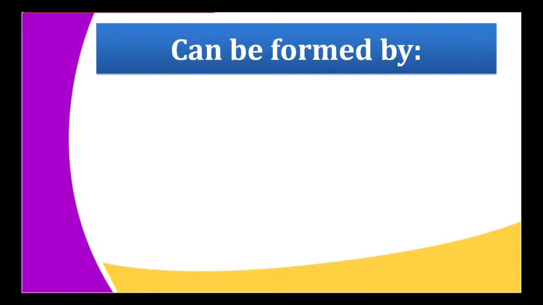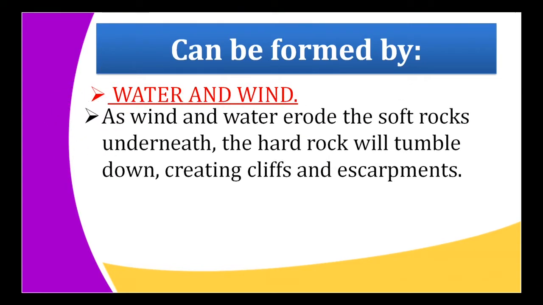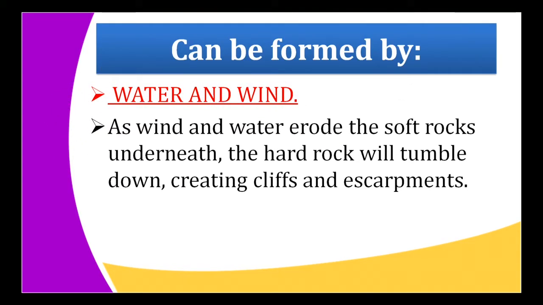We see that escarpments can be formed by, one, water and wind. As the water and wind erode the soft rocks underneath, the hard rocks will tumble down, creating cliffs and escarpments. So as a result of the water and wind through erosion, an escarpment is going to be formed because the rocks will be displaced and they'll probably go to a lower level. As a result, an escarpment is going to be formed.